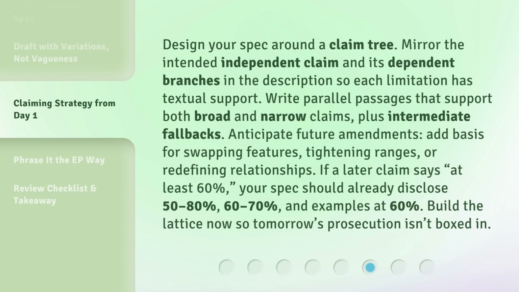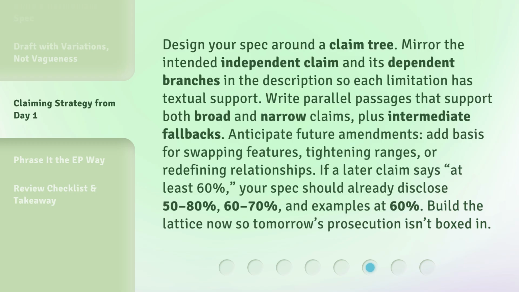Design your spec around a claim tree. Mirror the intended independent claim and its dependent branches in the description, so each limitation has textual support. Write parallel passages that support both broad and narrow claims, plus intermediate fallbacks. Anticipate future amendments. Add basis for swapping features, tightening ranges, or redefining relationships.